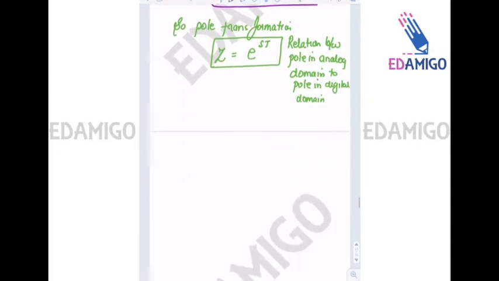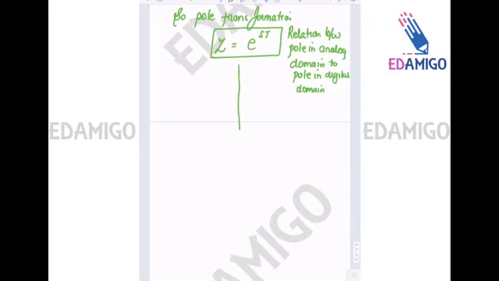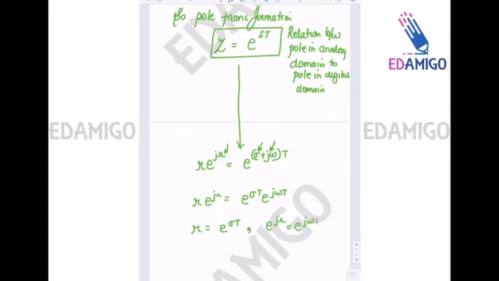Now we can see that since z is written as r e to power j omega, where omega is the digital frequency, it equals e to power sigma, the real part of s, times T, multiplied by e to power j Omega T. So r e to power j omega equals e to power sigma T e to power j Omega T. So r is equal to e to power sigma T, and e to power j omega is equal to e to power j Omega T.